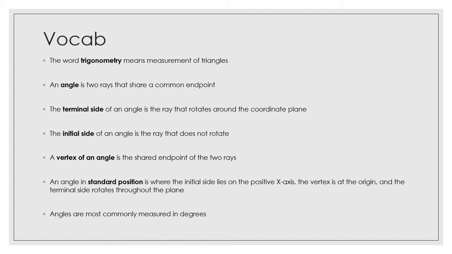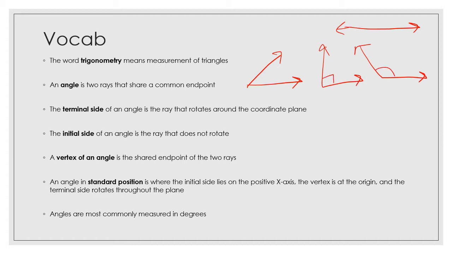An angle is two rays that have a common endpoint. So remember, an angle could look like this. We could have an angle like that. We could have an angle like that. Or we could have an angle like this. So we have acute angles, which is anywhere from 0 to 90 degrees. Right angles is exactly 90 degrees. Obtuse angles, anywhere from 90 to 180, and then straight angles is 180.